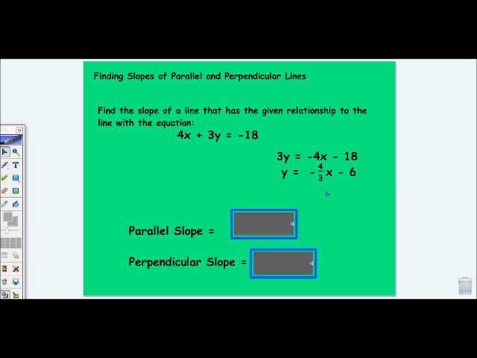Now that I have it in slope-intercept form, even without seeing a graph, I can tell you the slope of the parallel line and the perpendicular. Parallel, again, has the same slope, so we should see a negative 4/3 there. Perpendicular is the one that has the opposite or the negative reciprocal. So it would be 3/4 when I flip it, and the opposite sign, or the negative, would be a positive 3/4.